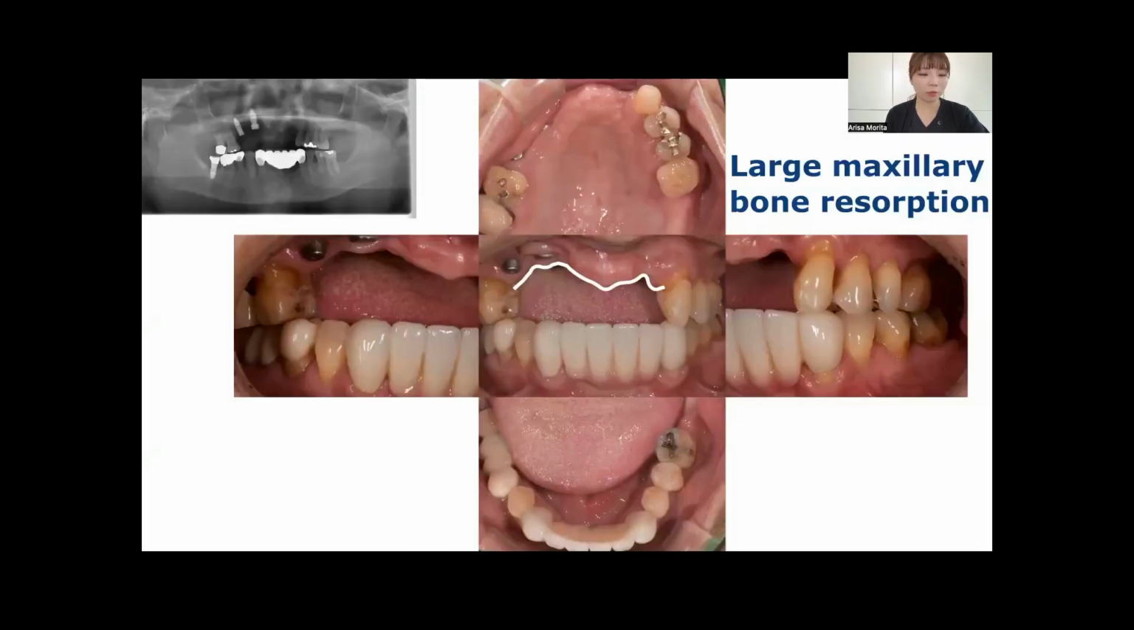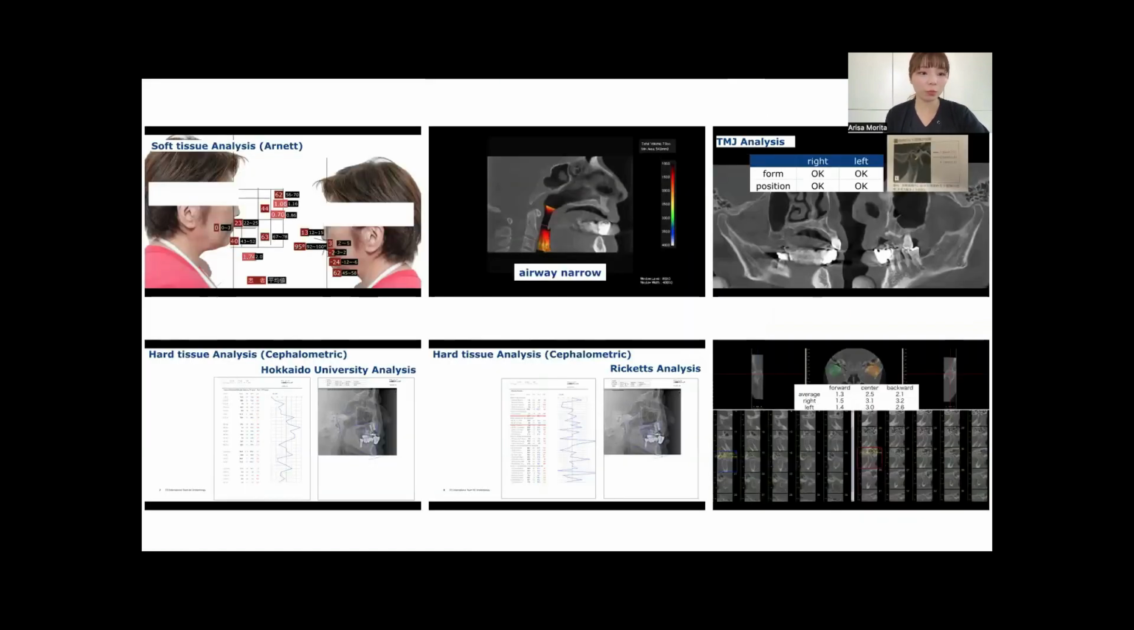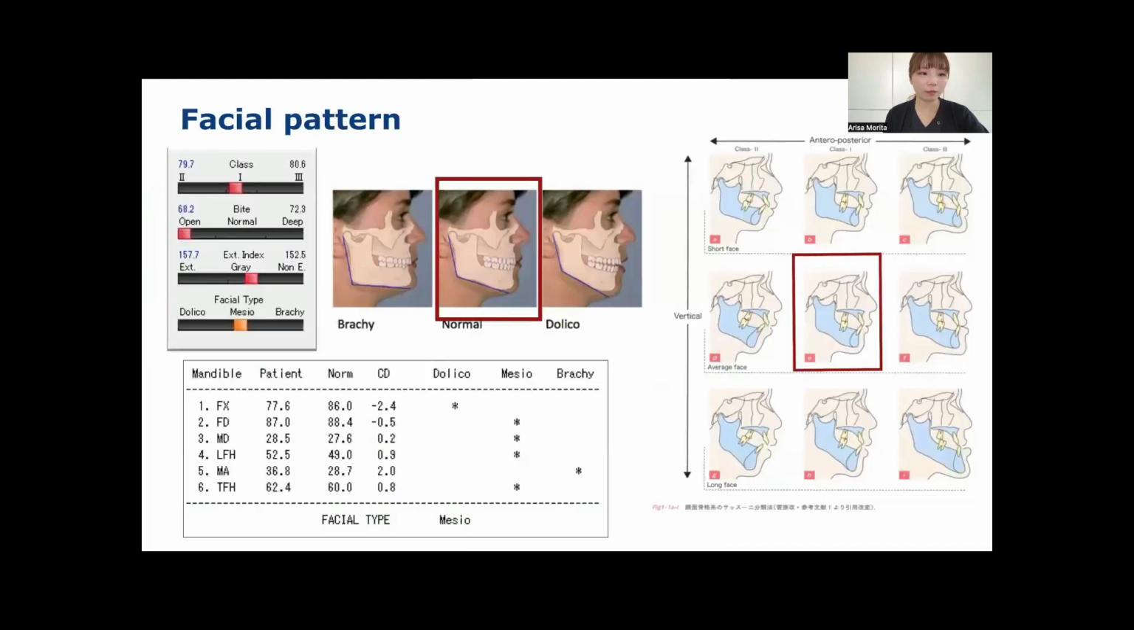The resorption of the maxillary bone is large, and as you can see, the gingiva has also decreased compared to the remaining teeth. With cement retained bridges, the gums are idol-like teeth. Aesthetics are good, but cleanability is poor. We perform soft tissue, airway, and temporomandibular joint analysis. We use a software called Cephalometric A to Z to perform cephalometric analysis.